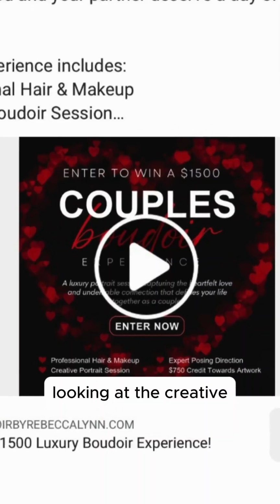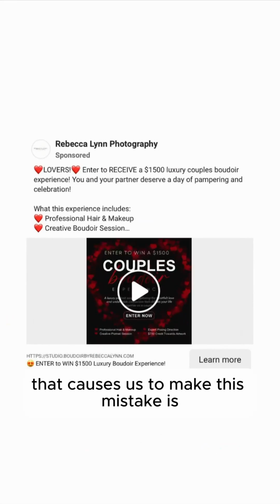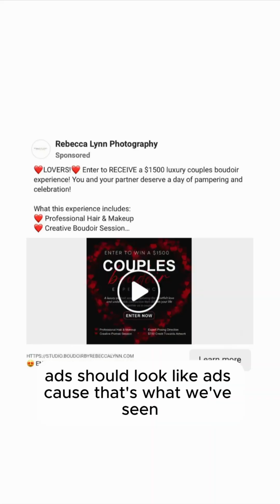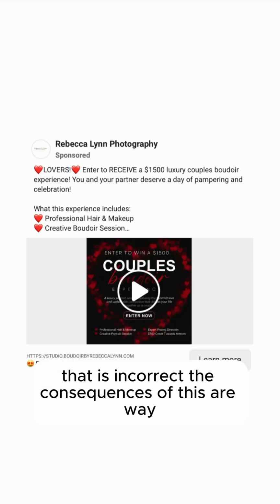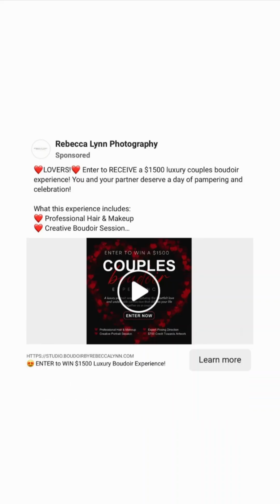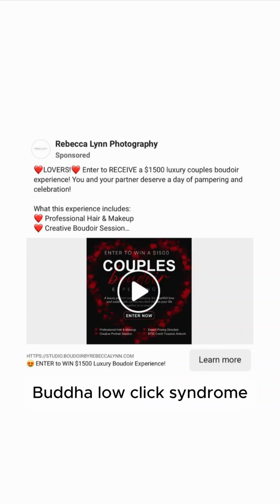Looking at the creative, yeah, this looks like an ad mistake. The false belief that caused us to make this mistake is we actually believe that ads should look like ads because that's what we've seen. Other ads on Facebook look like ads. That is incorrect. The consequences of this are way, way, way more women scrolling by our ads than necessary, and pulling our unique CTRL under 6%, contributing to BLCS, Boudoir low click syndrome.